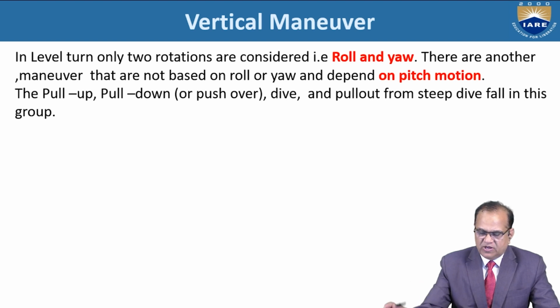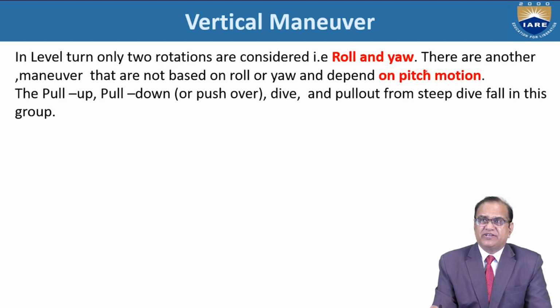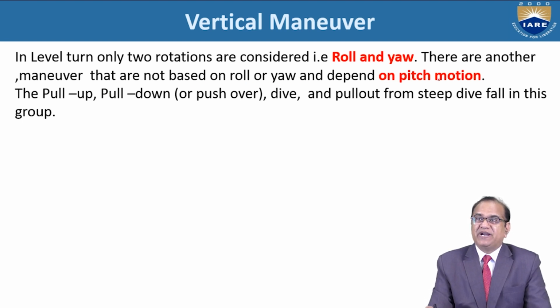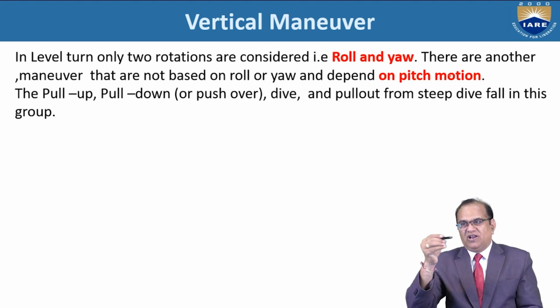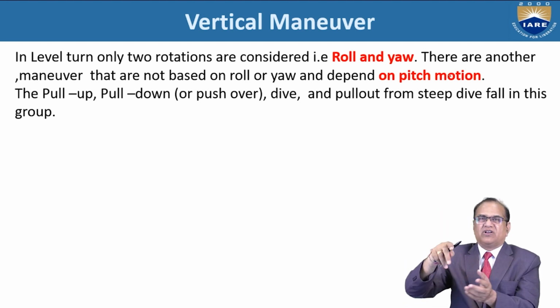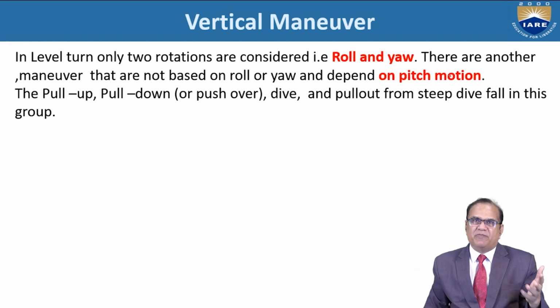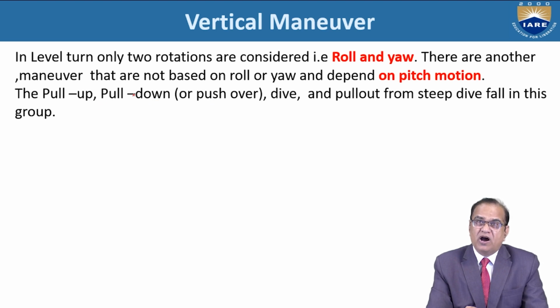So I am going to discuss further here. The level turn only has two rotations, that is roll and yaw. There are other maneuvers that are not based on roll and yaw and depend upon the pitch motion. I have just discussed roll, yaw and pitch motion, and I think it is very clear that pitch means the nose will go up and down, yaw means the nose will go left or right, roll means the left or right wing going up and down. So the pull up, pull down or push over. Pull up or pull down.